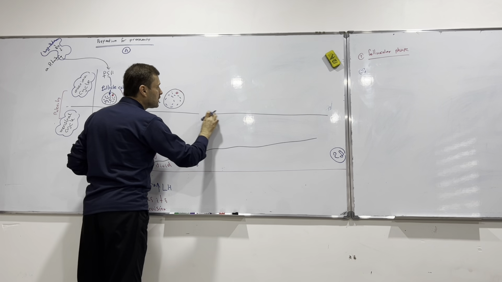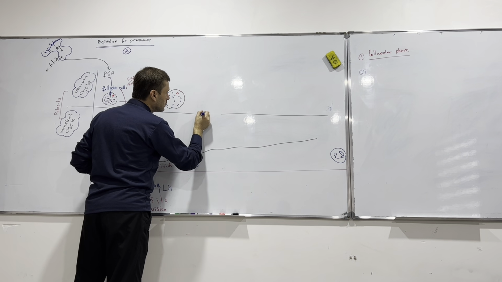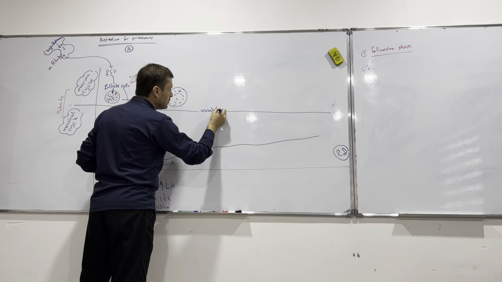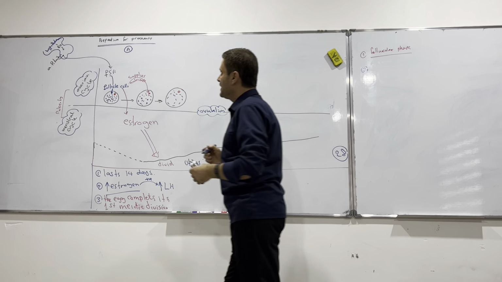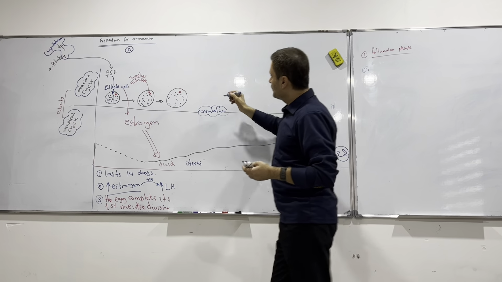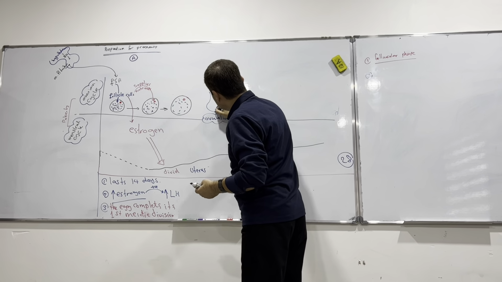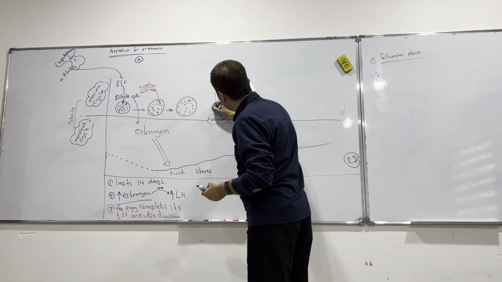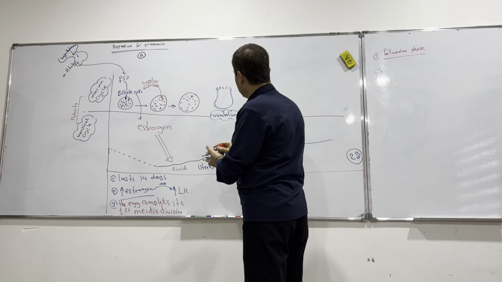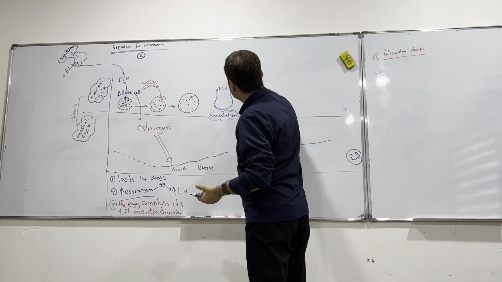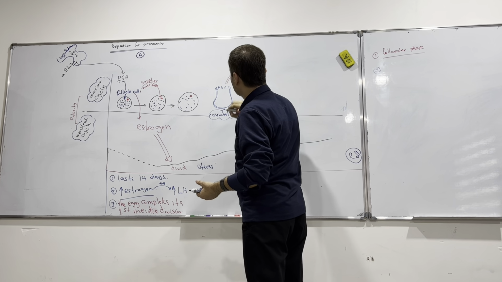What is the second phase called? Ovulation. Look, during ovulation, the follicle ruptures and releases its egg.